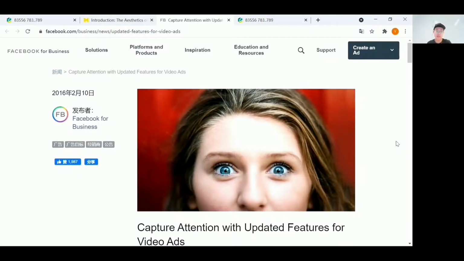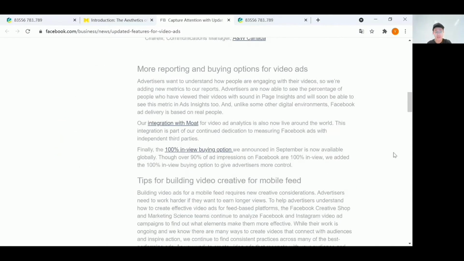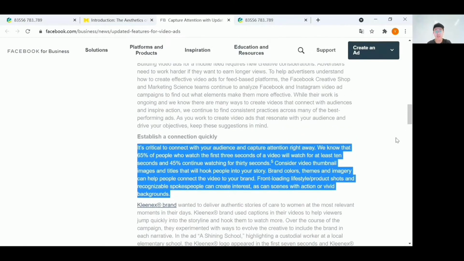Besides, in Facebook's 2016 analysis by Facebook for Business, in this part: establish a connection quickly with your audience and capture attention right away. We know that 65% of people who watch the first 3 seconds of a video will watch for at least 10 seconds, and 45% continue watching for 30 seconds. Consider video thumbnails, images, and titles that will hook people into your story. Brand color, themes, and imagery can help people connect the video to your brand. Front-loading lifestyle or product shoots and recognizable spokespeople can create interest, as can scenes with action or vivid backgrounds.